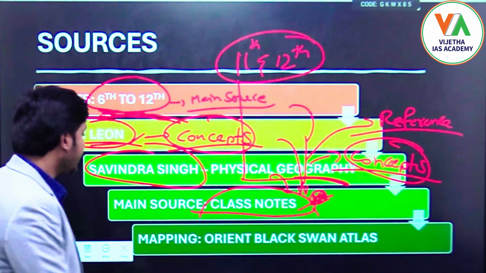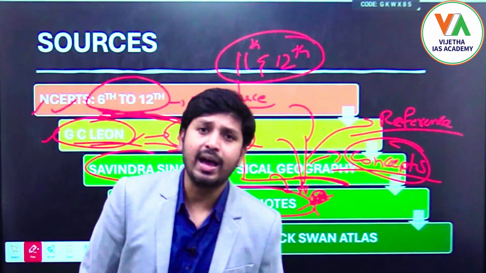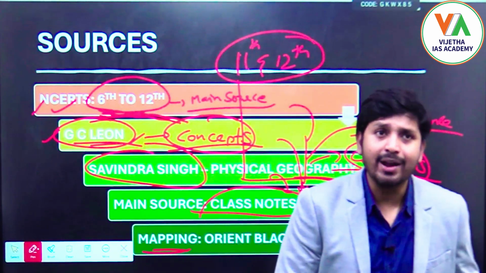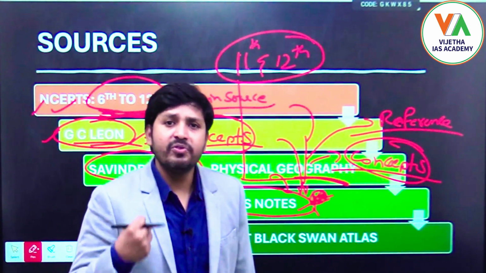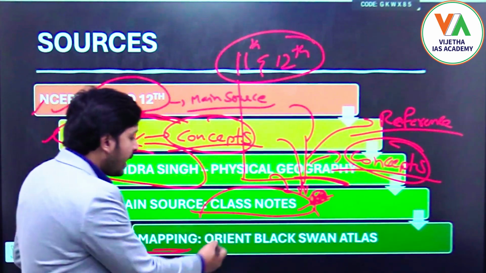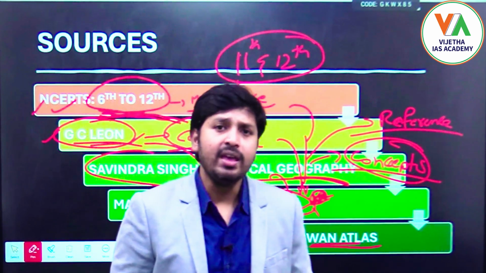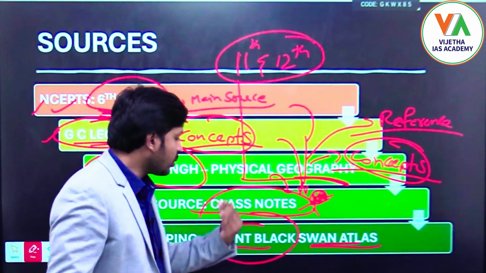And apart from that, as we have discussed, there are more than 4 questions they have been asking from the geography mapping perspective with respect to the world and also with respect to India. So geography mapping is very, very important. For that, for mapping we have to take the Orient Black Swan Atlas. Otherwise you can take any mapping book, but if you want, you can take this Orient Black Swan Atlas.